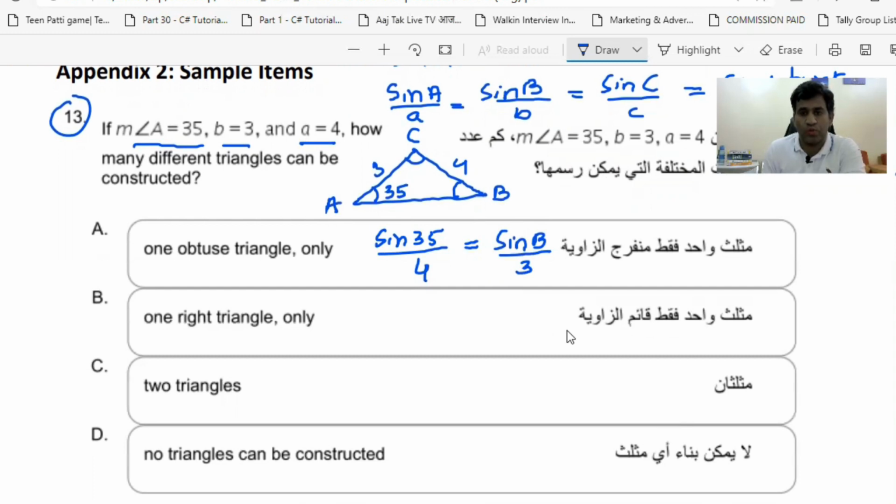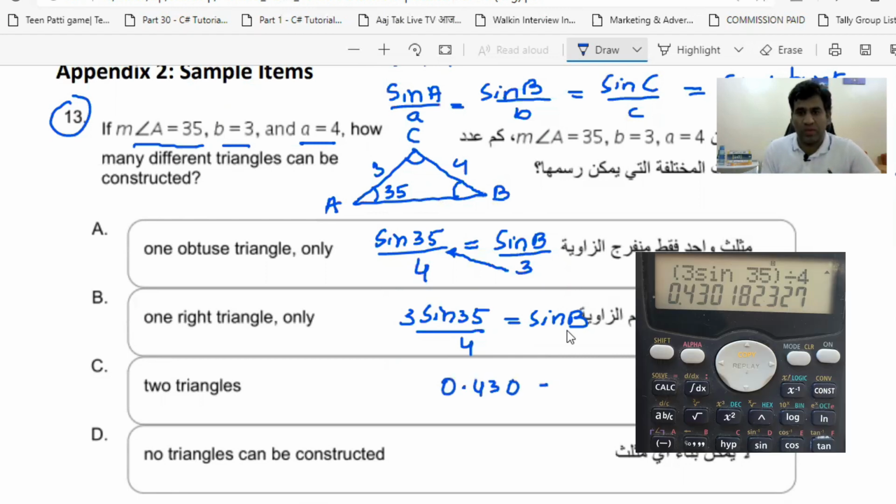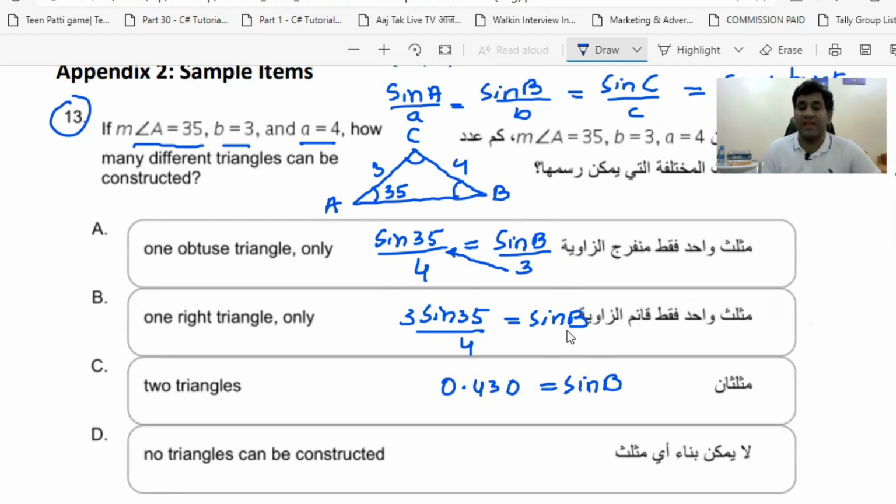How do we do it? To solve for sine B, just do 3 sine 35 by 4 is equal to sine B. You can put it as it is in your scientific calculator, 3 sine 35 by 4, and that gives you the value 0.430 is equal to sine B. But I am interested in finding angle B. So take B is equal to sine inverse of 0.43.